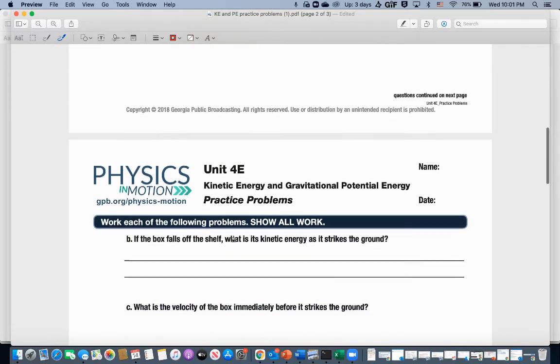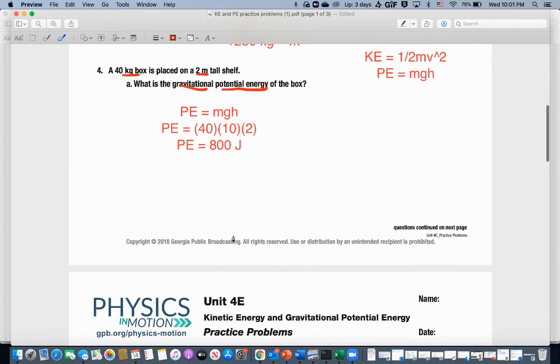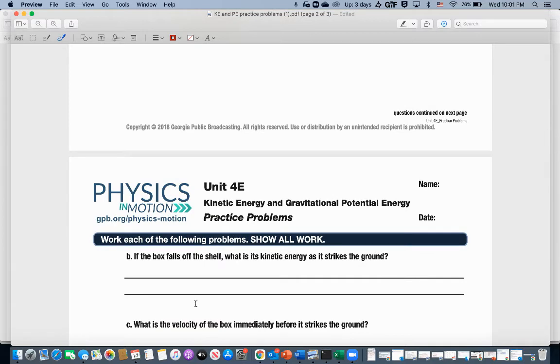Okay, so let's keep going here. I have this box that's on the shelf, right? It's 2 meters tall, so we're talking a little less than 7 feet tall. It has a mass of 40 kilograms. It's not moving yet, so it just has that potential energy of 800 joules. Well, part B says if the box falls off the shelf, what is its kinetic energy as it strikes the ground? Well, right as it's striking the ground, we know that the height is 0. So I'm going to rewrite my 2 equations here.